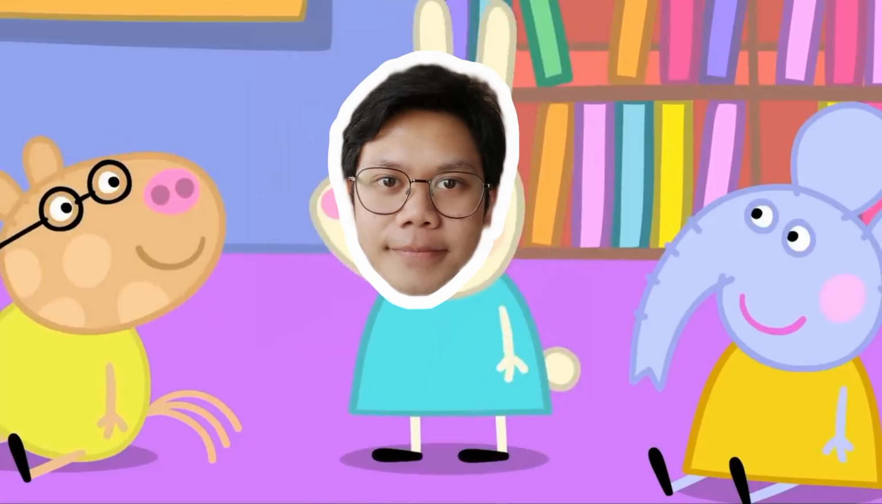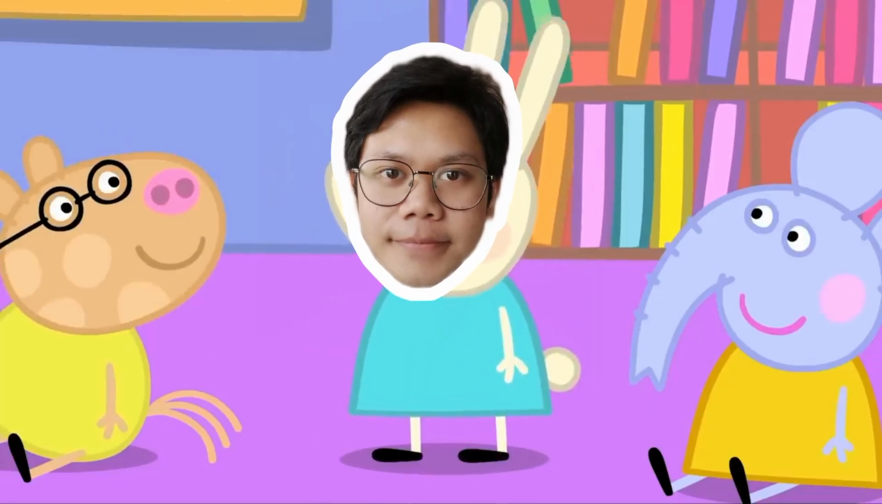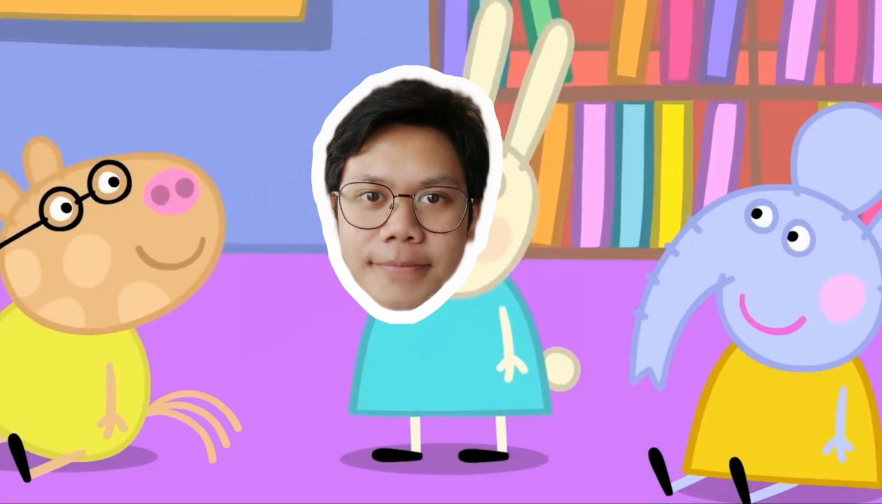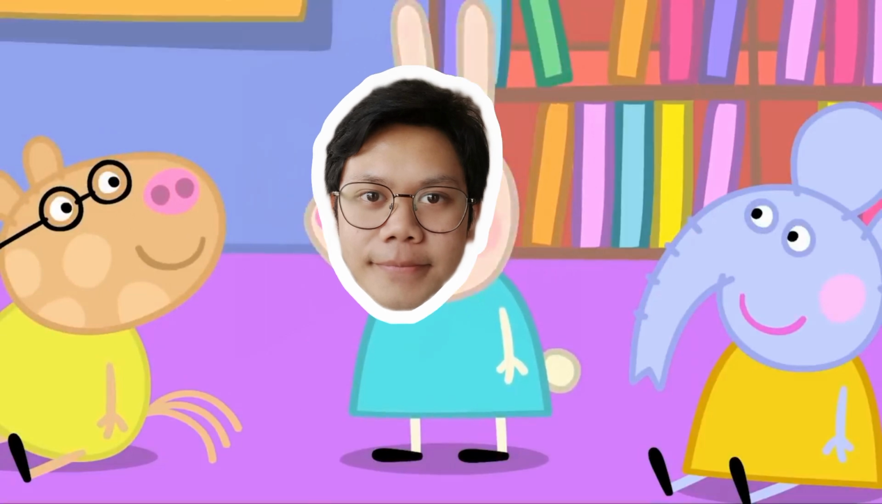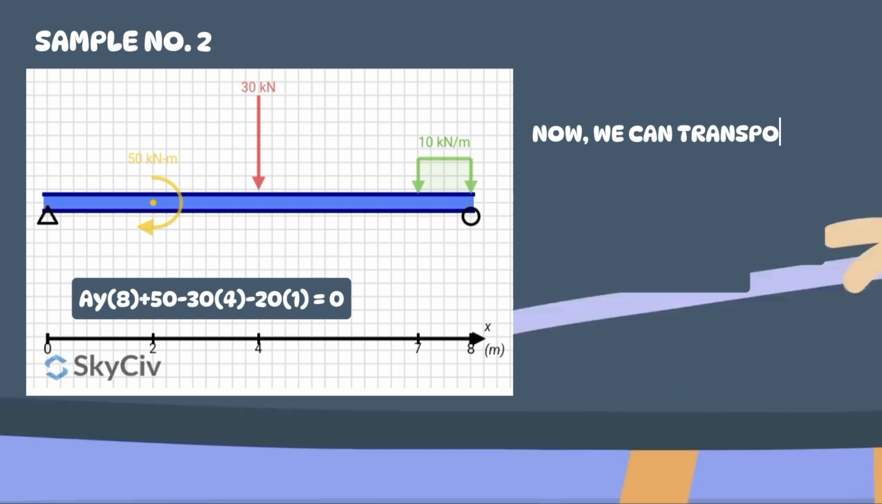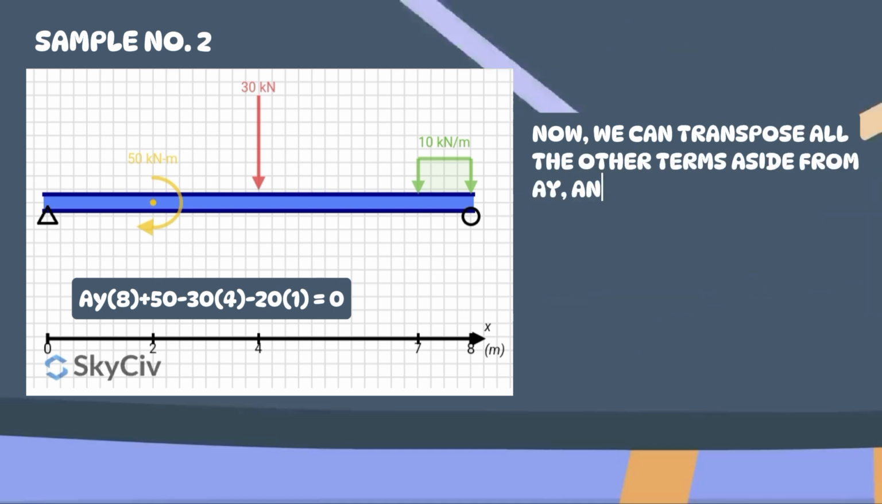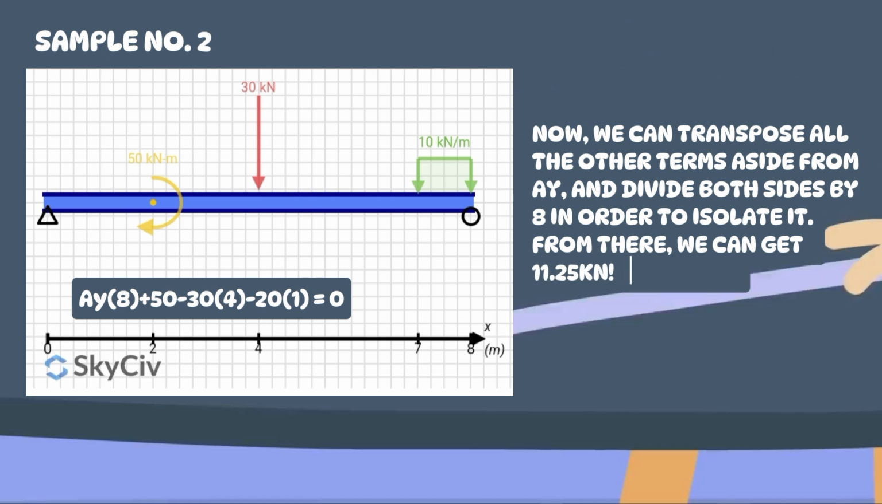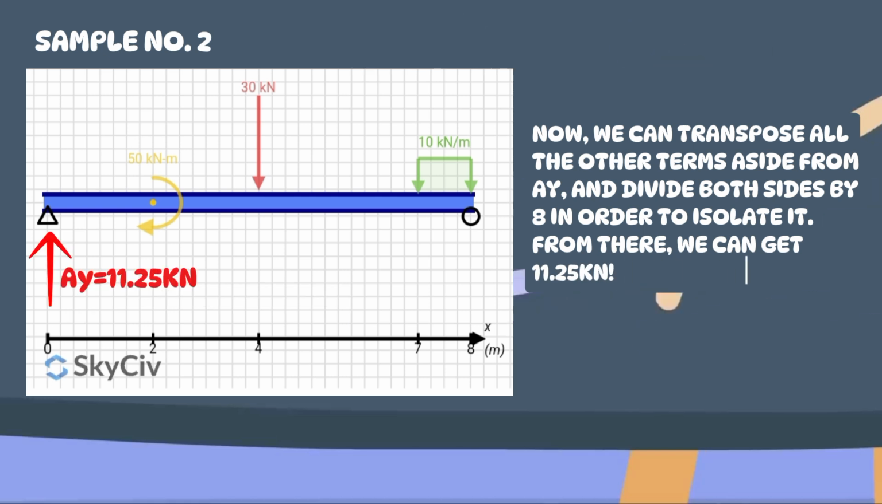Rebecca. Always remember that in the case of distributed loads, we use the center of the length as the starting point for the distance of the force from the support where we are doing the moment. Now, we can transpose all the other terms aside from AY and divide both sides by 8 in order to isolate it. From there, we can get 11.25 kilonewtons.